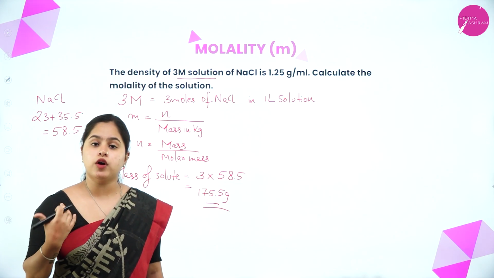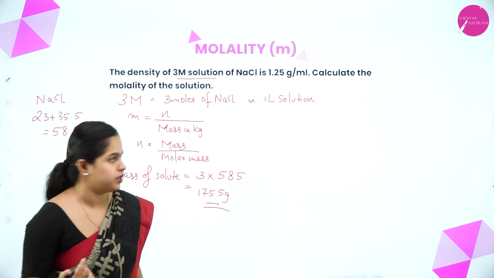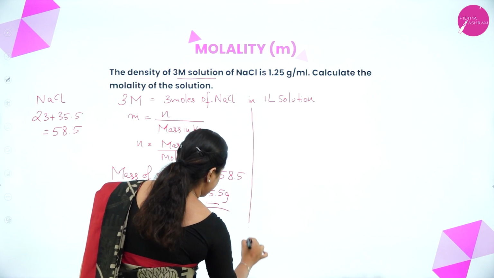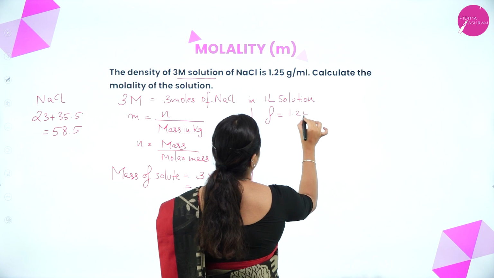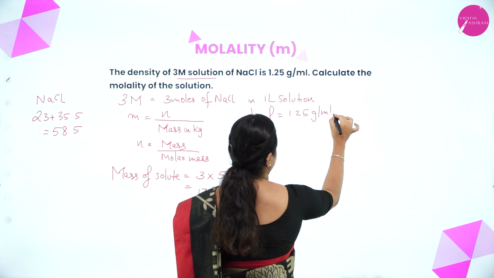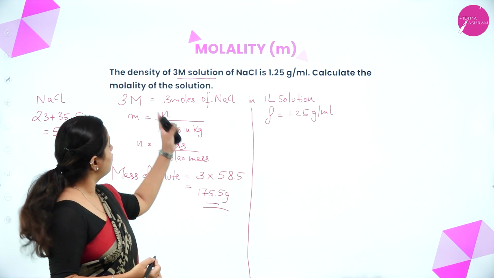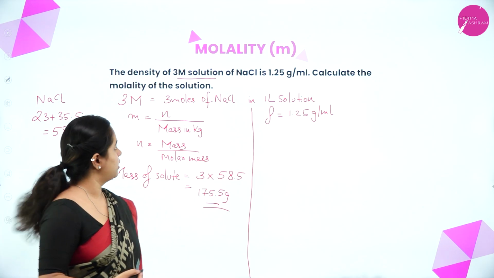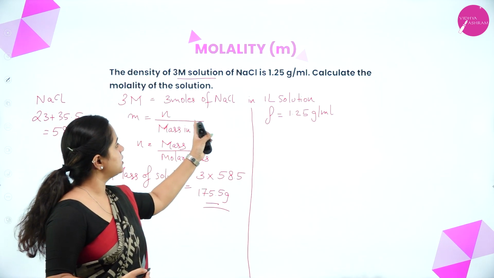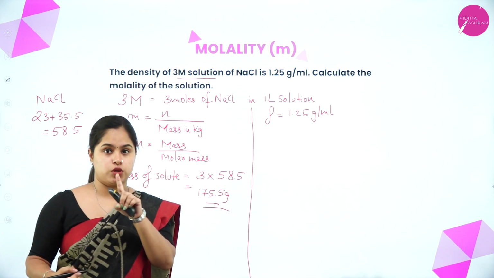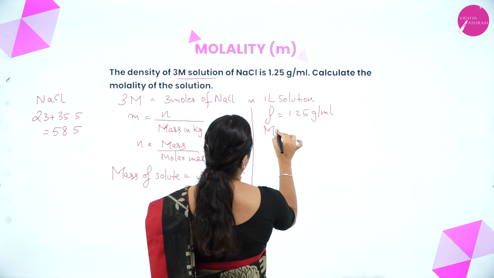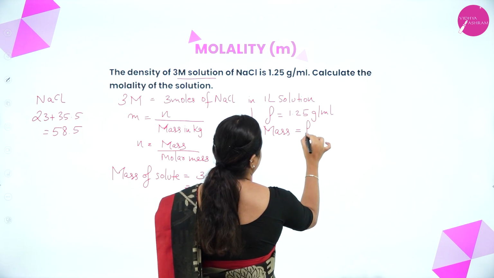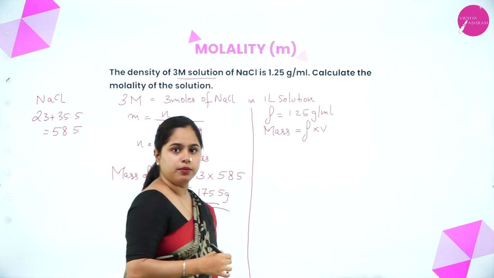Now we are moving on to finding the mass of your solution. What else is given here? Density is given, equal to 1.25 gram per ml. And the volume of the solution is also given, that is 3 molar means 3 moles of NaCl in 1 liter of solution. So how can you calculate mass? It will be density into volume.